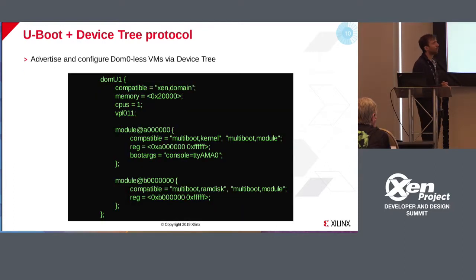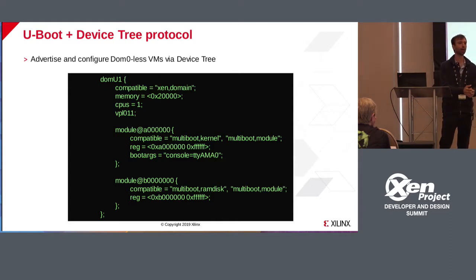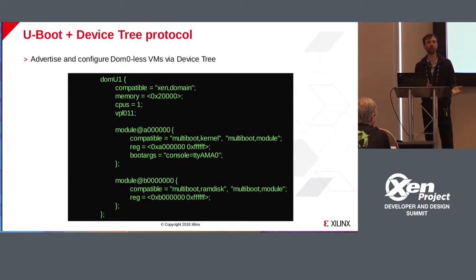But this is where it really gets interesting. Somehow you need to tell Xen that there are 2 more VMs to start. So you loaded the binaries into memory. Now U-Boot needs to tell Xen where these binaries are and what to do with them. And this is done via device tree.